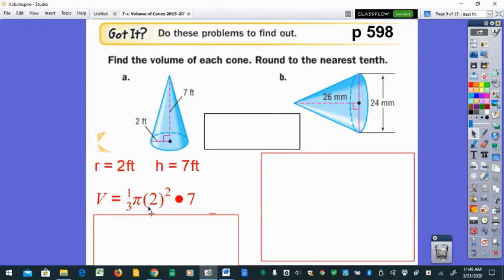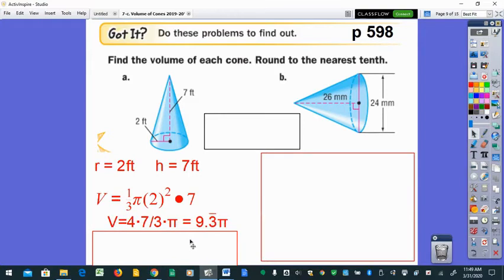Now I'm going to take the 2 squared, which is 4. I'm going to multiply it by the 7, and I'm going to divide it by 3. And you should see 9.333333 in the calculator. I'm going to put my bar notation with my pi, and that's called my exact answer. I have not approximated, and I haven't multiplied by pi yet. Now, the minute I take that 9.33333 and multiply it by pi, then I will have my approximate volume. It's about 29.3. Don't forget your units of feet, and since it's volume, it should be a 3.